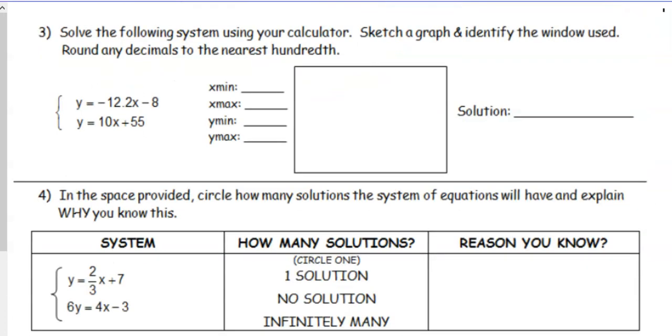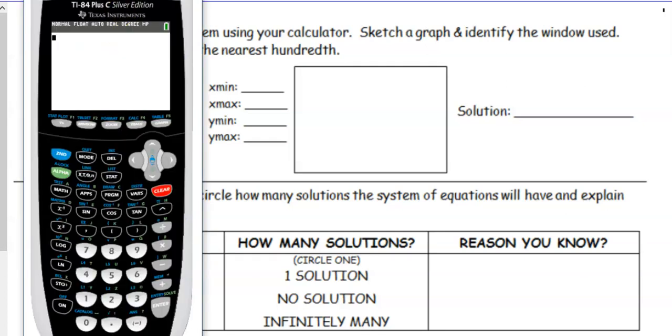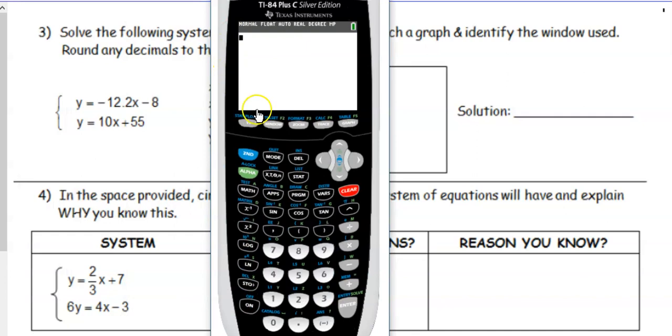We're going to solve the following system using our calculator. Sketch a graph. Identify the window used. Round any decimals to the nearest hundredth. Okay, so if you don't have your calculator, go ahead and grab that, pause the video, and then we're going to basically enter these in. So I'm going to pull up my calculator here. I'm going to move it over slightly.